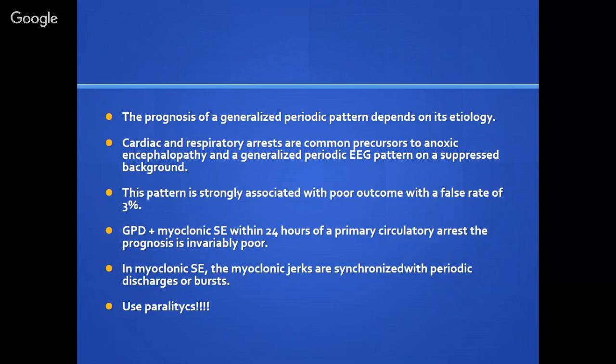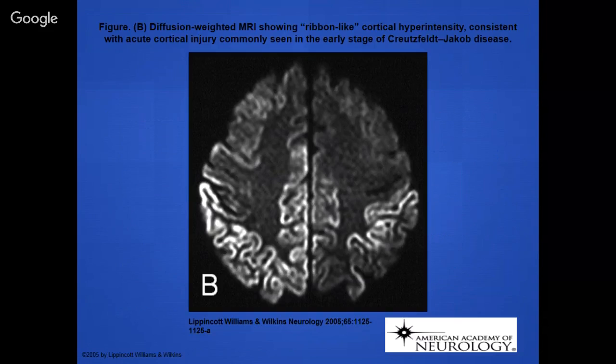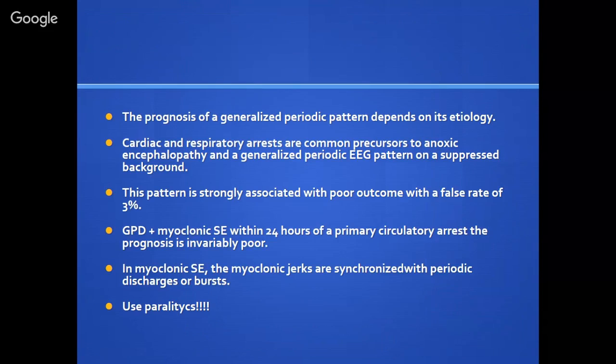This pattern is strongly associated with poor outcome. Are you talking about CJD still? Oh, yeah. GPDs, myoclonic status epilepticus within 24 hours of a primary circulatory arrest. I don't think we're talking about CJD anymore. I think we're talking about GPDs. Generalized periodic discharges plus myoclonic status epilepticus within 24 hours of a primary circulatory arrest. The prognosis is invariably poor.